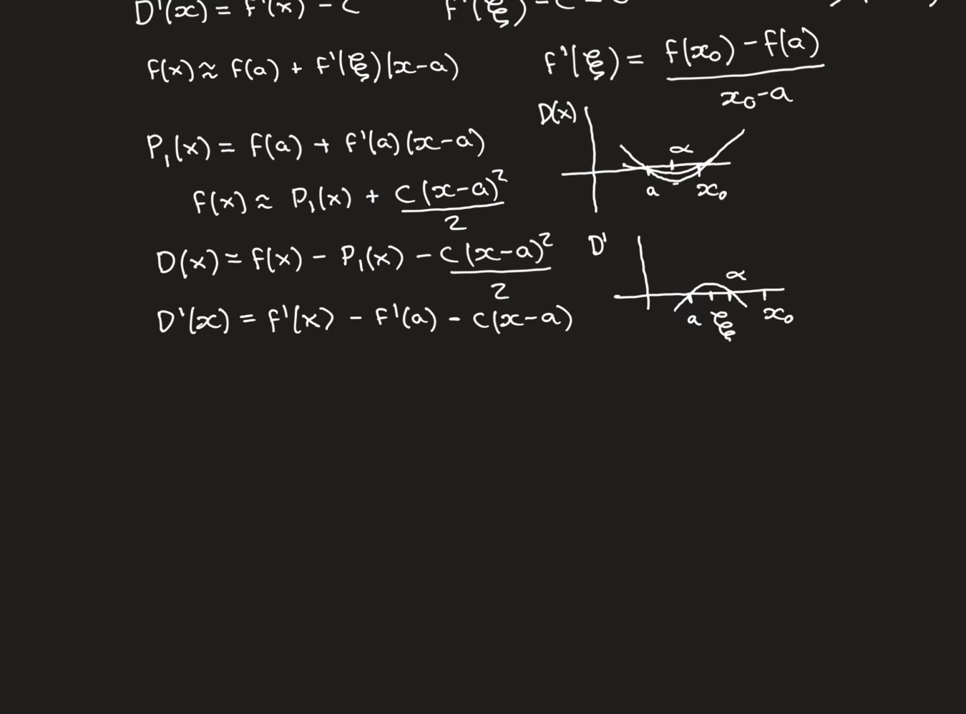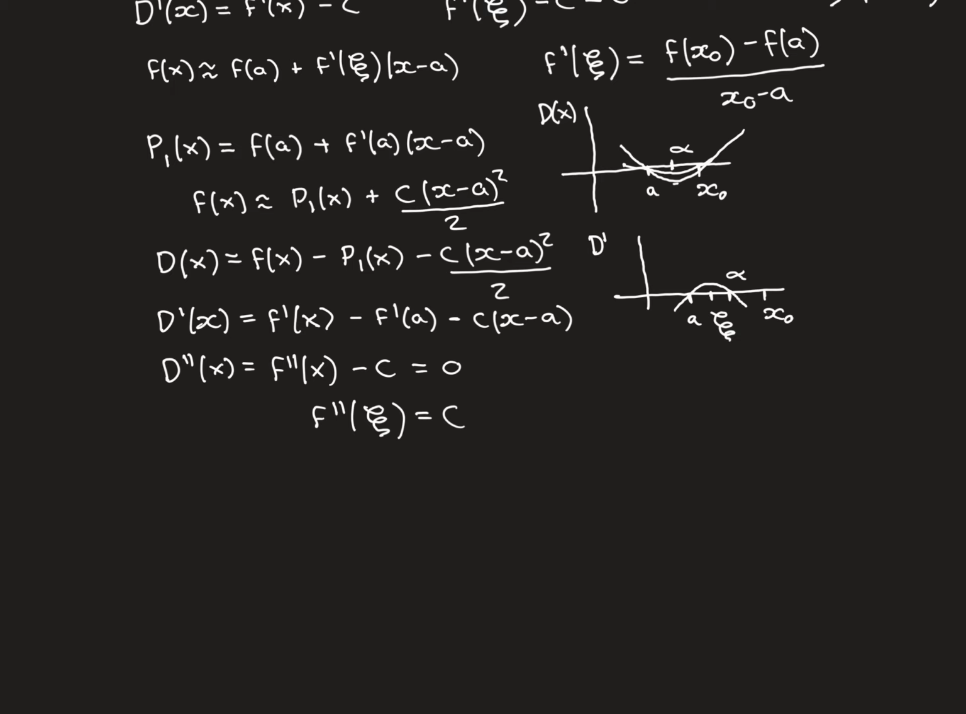So let's do this. So we will differentiate this difference again. So the second derivative will equal the second derivative of f. Now, this is just a constant term, so this has vanished. And then we'll just have minus c. And what we know is that there will exist a point between a and alpha where this is equal to 0. So this will equal 0 at some xi. So f double prime of xi is equal to c, therefore.